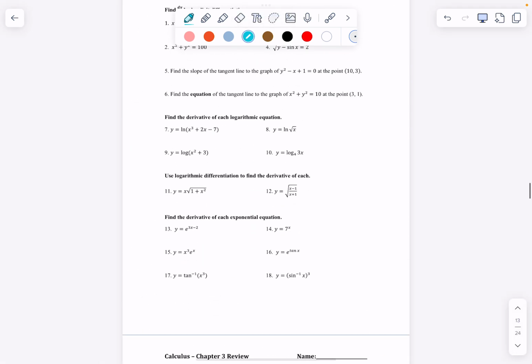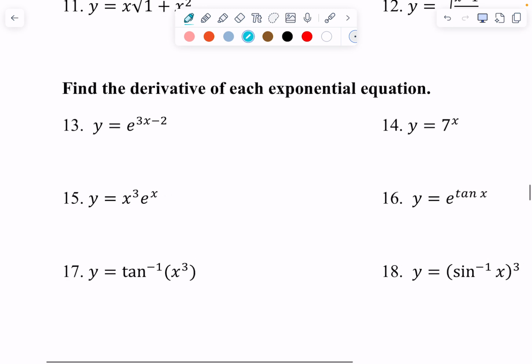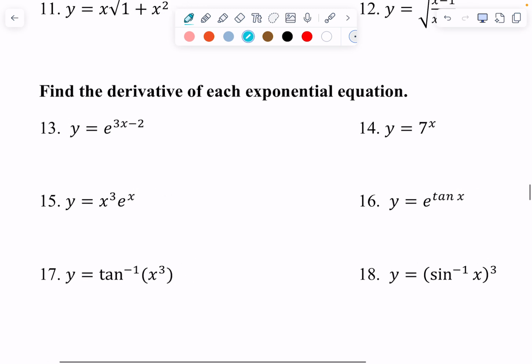Let's go to the front. We got a lot to do yet. Do you want to start at the top or start at the bottom? Would you rather do derivatives of exponential functions or implicit today? Let's just keep working backwards. Okay, derivatives of exponential functions.